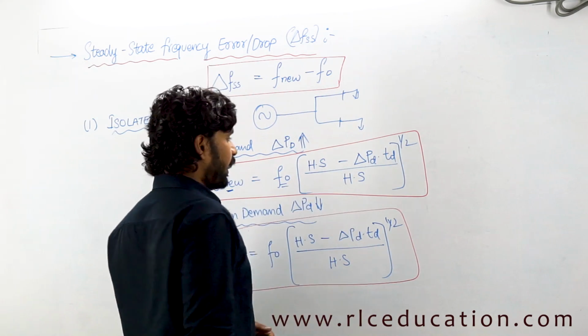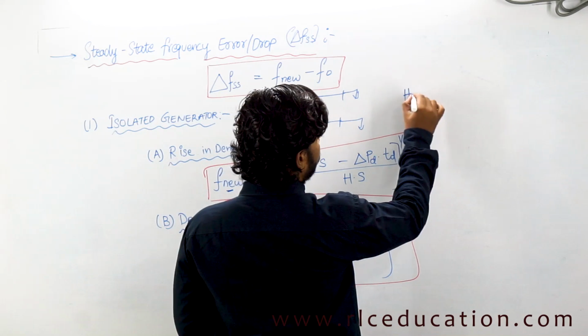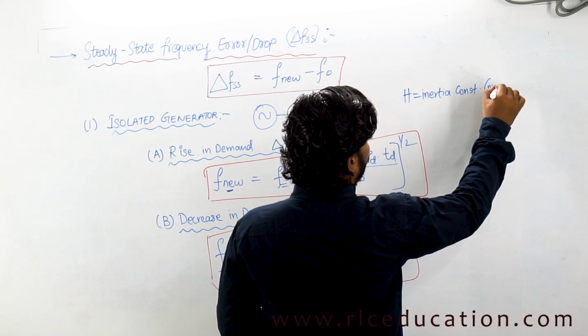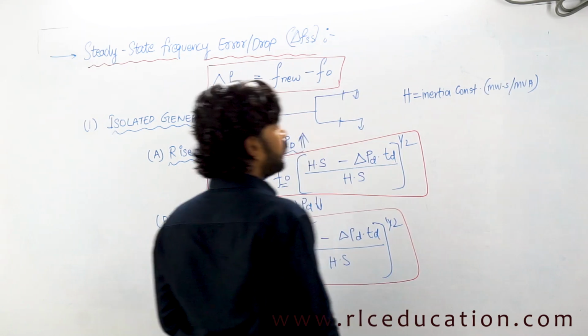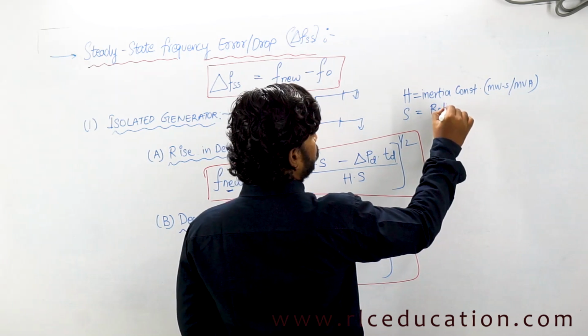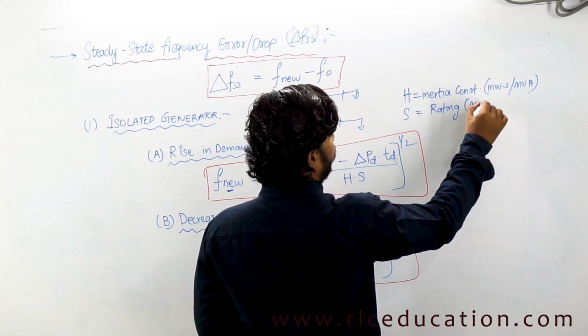F naught is the rated frequency of the system, where H is nothing but the inertia constant, which is given in megawatt seconds per MVA. That is the inertia constant. And S is nothing but the rating of the generator, which is given in MVA.